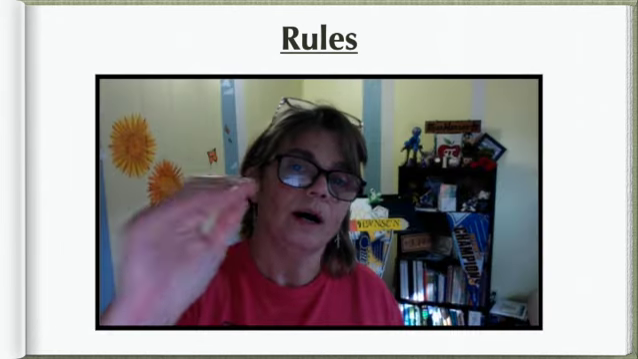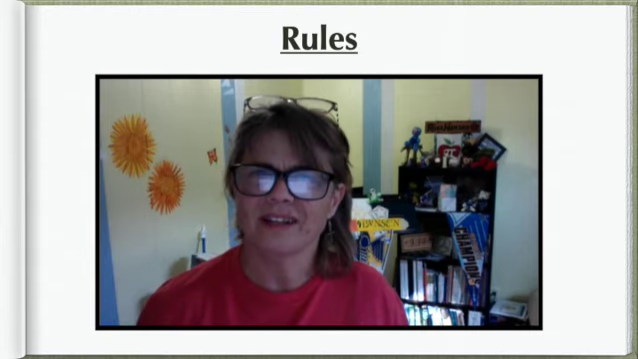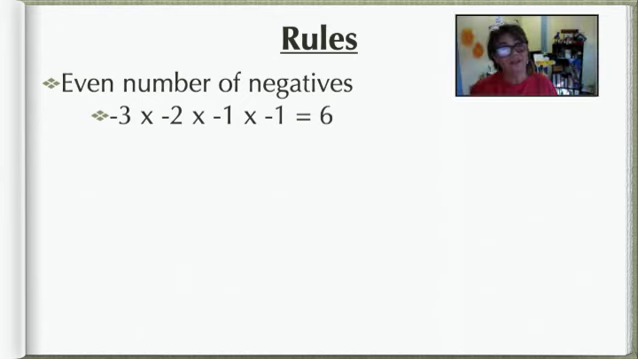These rules come alive more so when you have more than 2 factors that you're dealing with. Let's take a look at that. Once again, we're looking at an even number of negatives, but this time we have more than 2 factors. So here we've got 4 factors: negative 3, negative 2, negative 1, and negative 1. All 4 are negative. That's an even number of negative factors, so the answer is positive. Here's how it works. Negative 3 times negative 2, that's positive 6. Positive 6 times negative 1 is negative 6. Negative 6 times that last negative 1 is positive 6, because a negative times a negative is a positive.